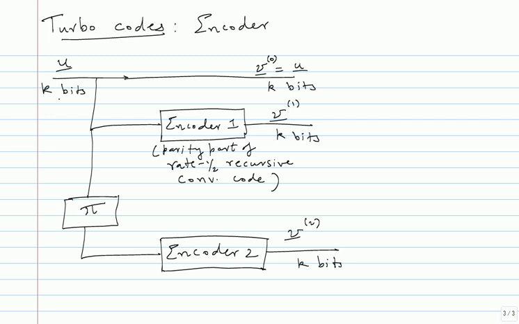Okay, so if you want a definite example here, this can be an implementation of 1 plus d power 4 divided by 1 plus d squared plus d power 3 plus d power 4. Okay, it can be an implementation of that. In fact, in many practical cases, people take encoder 2 and encoder 1 to be the same thing. Exact same implementations. Or you can put anything else.